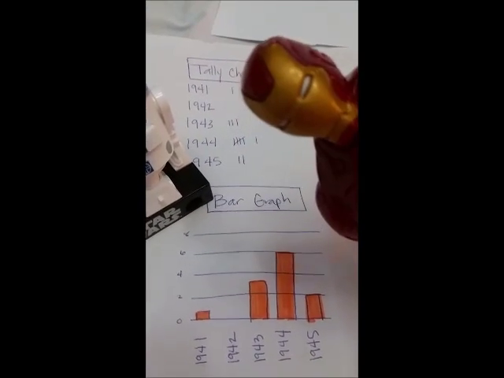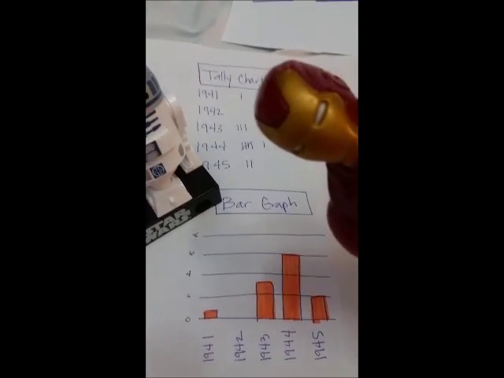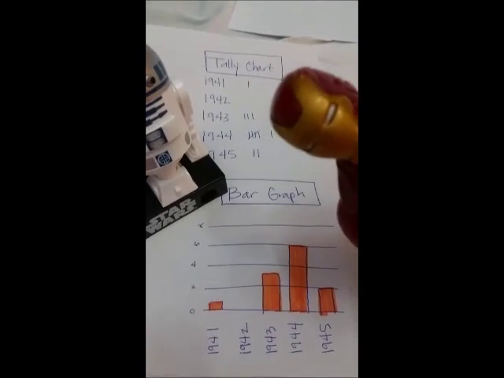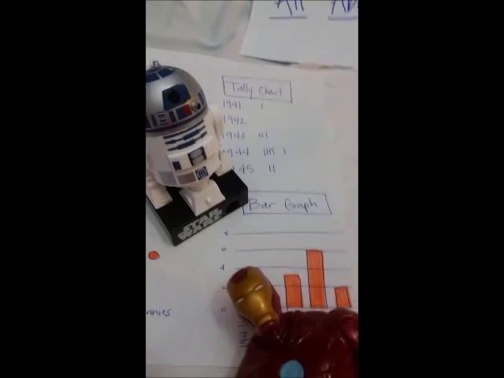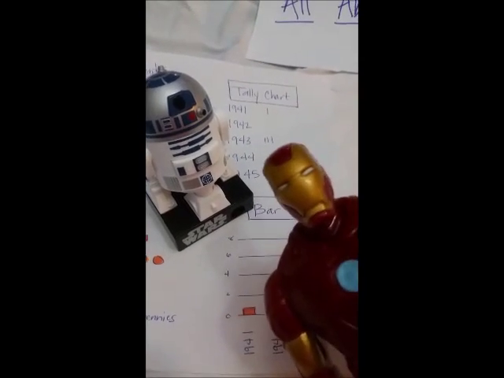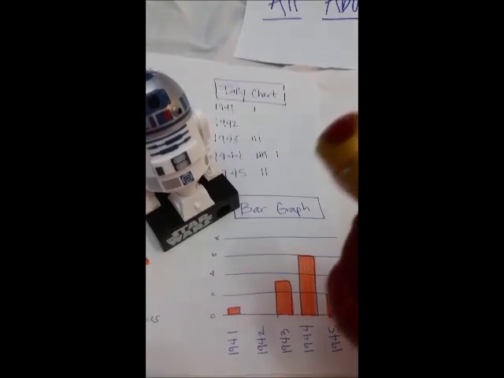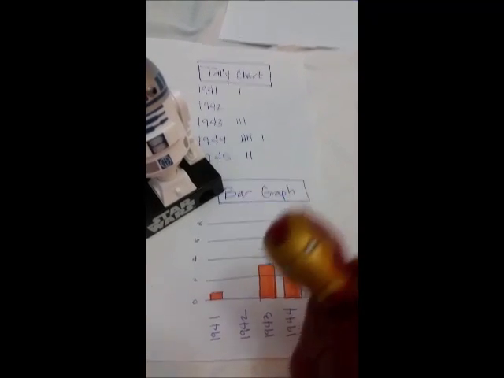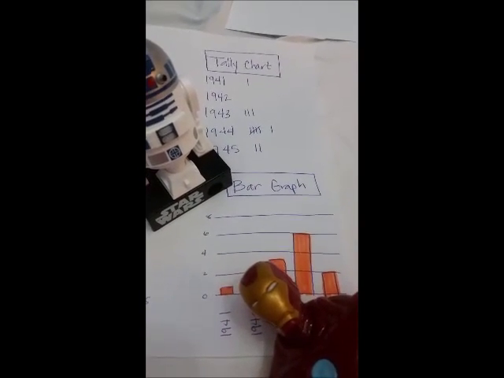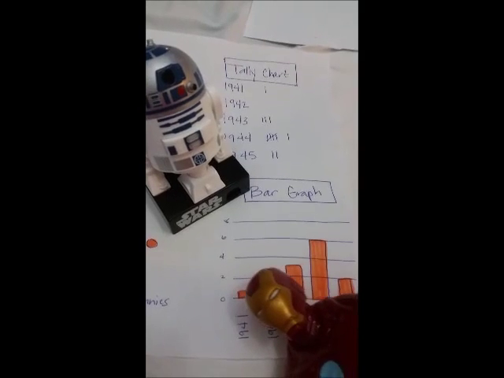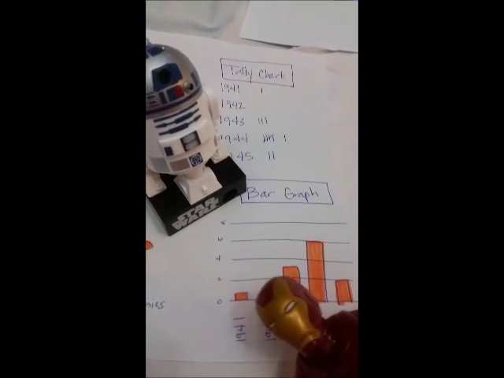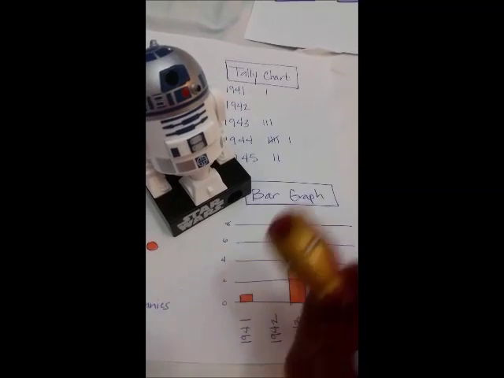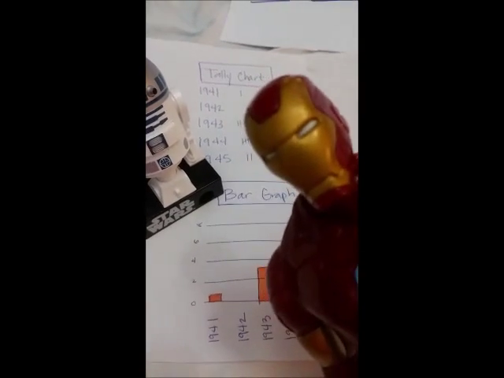You're so right, R2. We could also put this information in as a bar graph. If you'll notice on the bar graph, our scale goes from 0 to 4, 6, 8. It's counting up by 2s. So on the pennies that we only have an odd number, we go right between the evens. This goes halfway between 0 and 2. So we must have 1 penny from 1941. I love graphs.